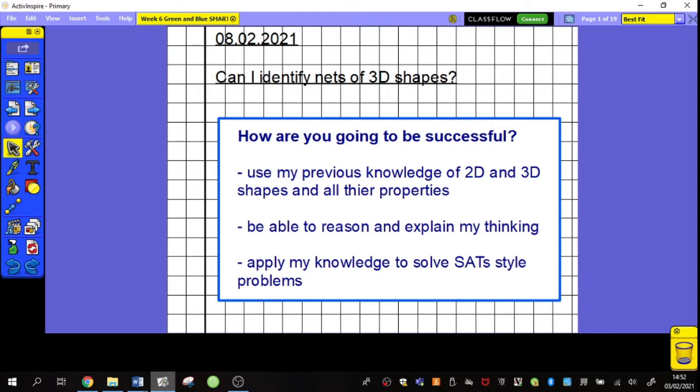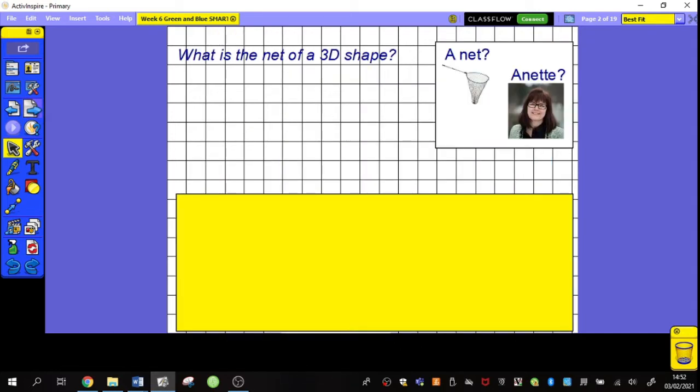Today we're going to be identifying nets of 3D shapes. To be successful, you're going to need to use your previous knowledge of 2D and 3D shapes and all of their properties. You're going to be able to reason and explain your thinking and apply all of that knowledge to solve problems. So first of all, I'm going to ask you, what is the net of a 3D shape?